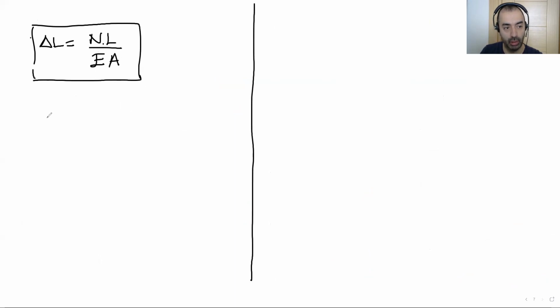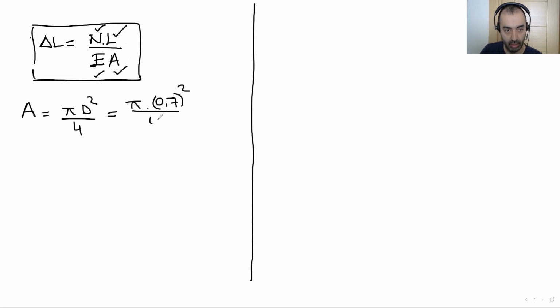Now, we know the axial force. L, this is the length. E, this is the modulus. A, this is the area. Let's do the area. The area is pi times the diameter squared over 4. Calculate that.